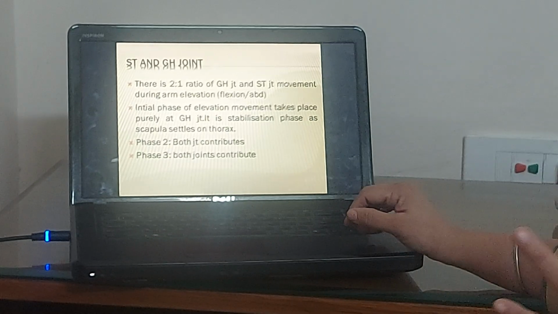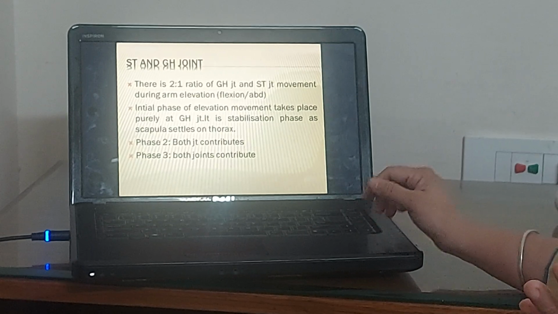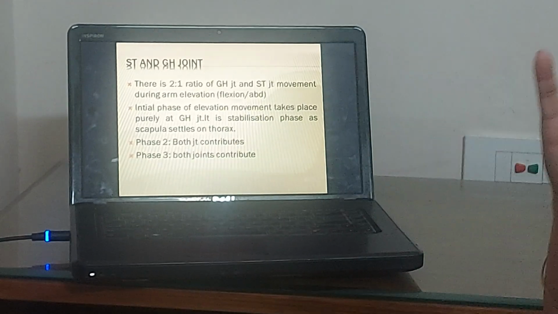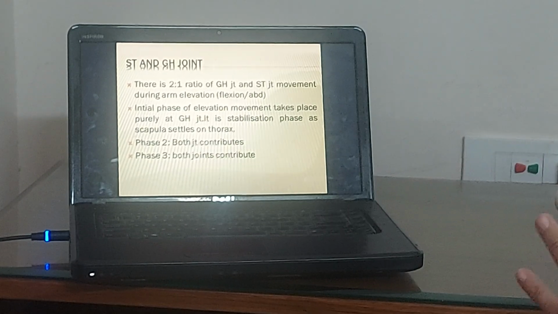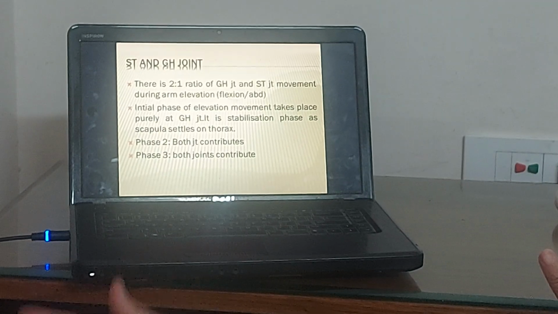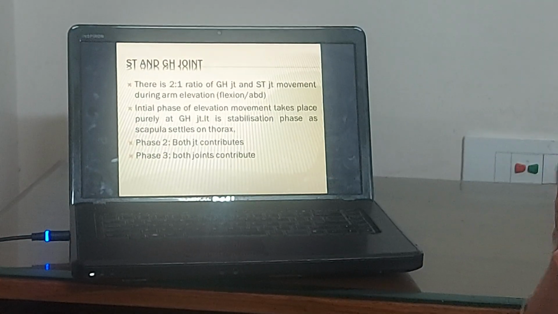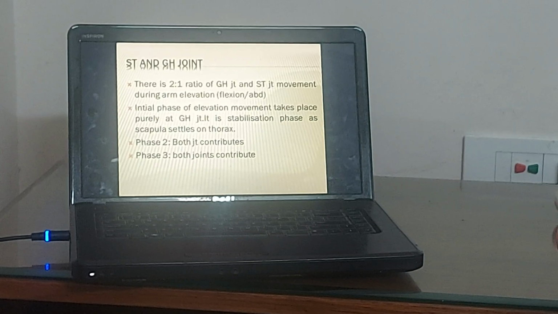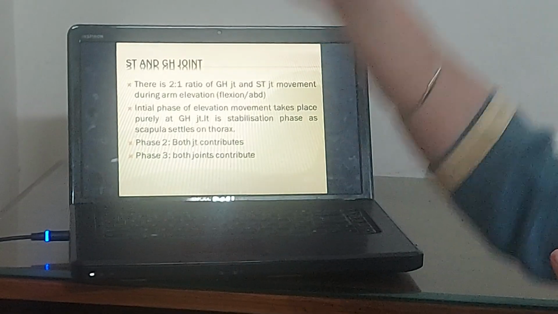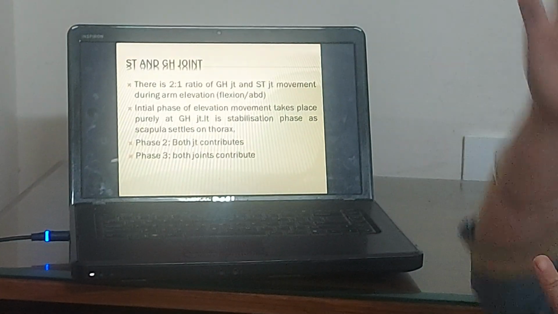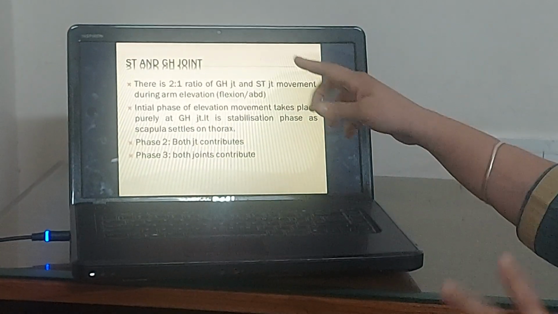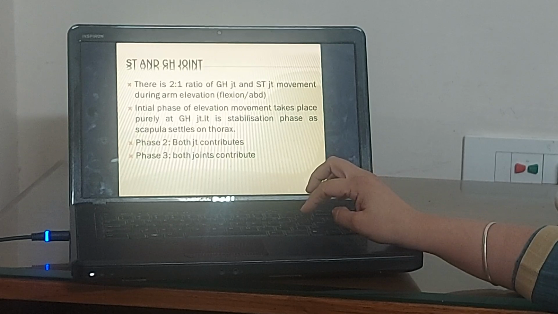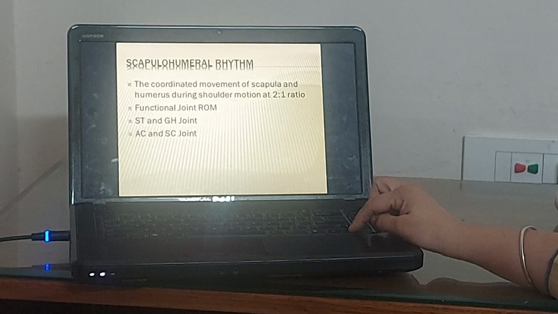To understand this, elevation of movement is divided into basically three phases. The initial phase is the pure motion of the glenohumeral joint, where the ST joint doesn't play any role. Whereas in phase 2 and 3, both joints contribute equally in bringing about completion of the movement. So you can say that it is divided into three phases: initial phase, phase 2, and phase 3.